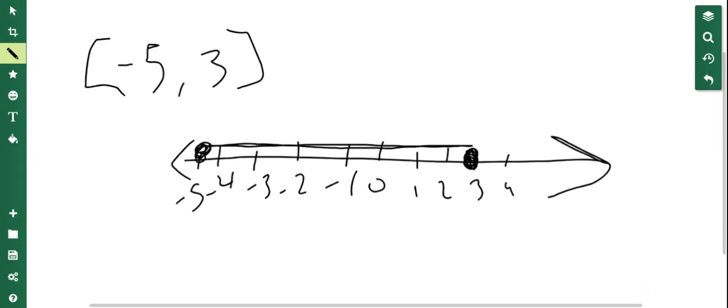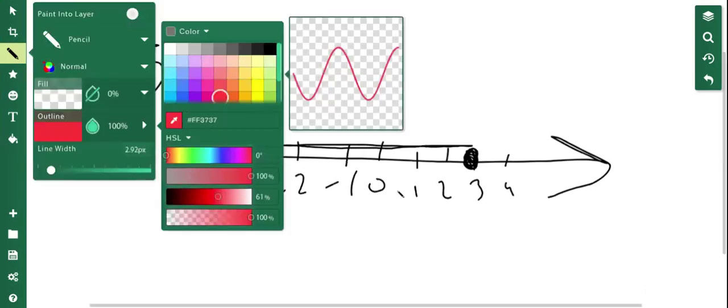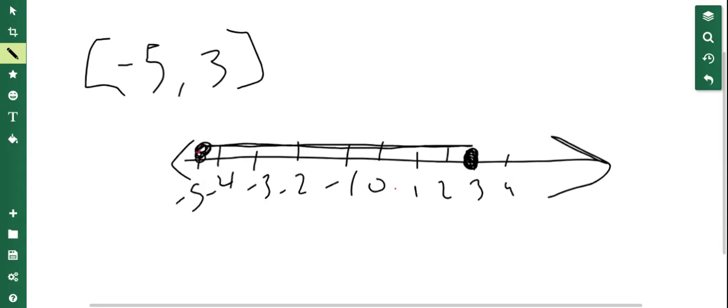So what this really means is that x can be any number, including -5 and 3, and anything in between. This is okay and valid. And that is interval notation.